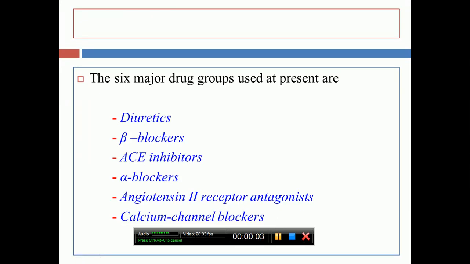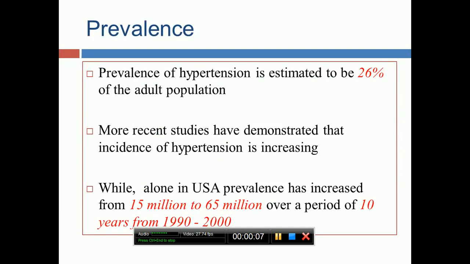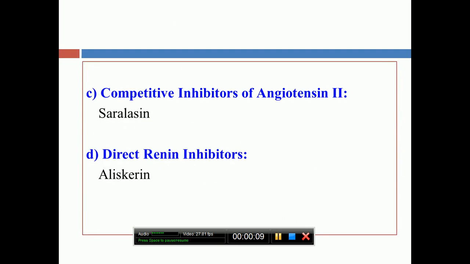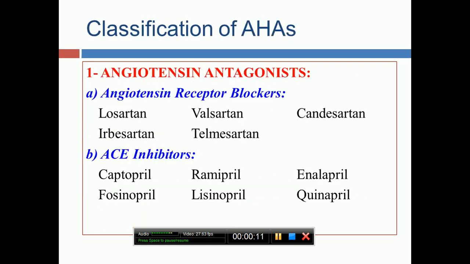Students, we were discussing that there are 6 major drug groups that are used for the treatment of hypertension. These groups, if we go into classification of antihypertensive agents, number one is angiotensin antagonists. All the drugs that block angiotensin.